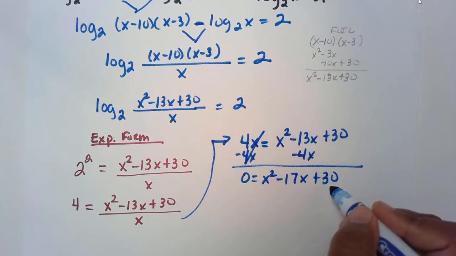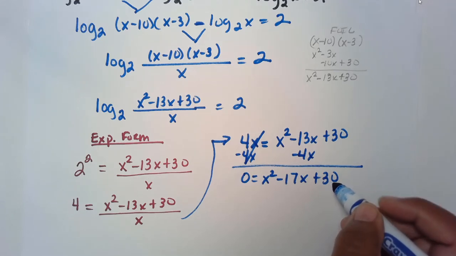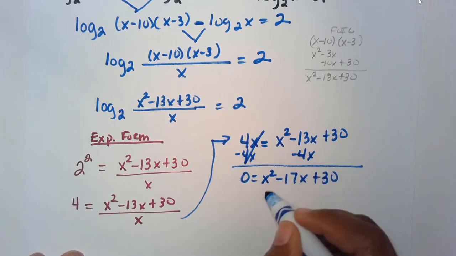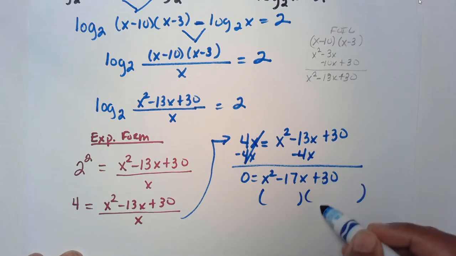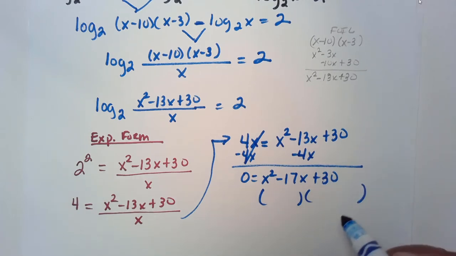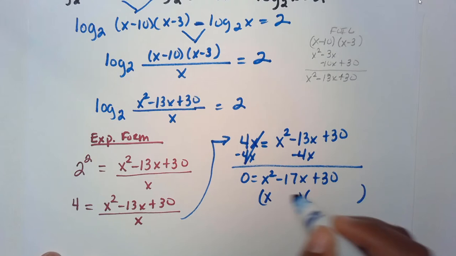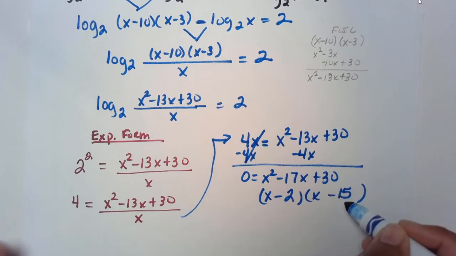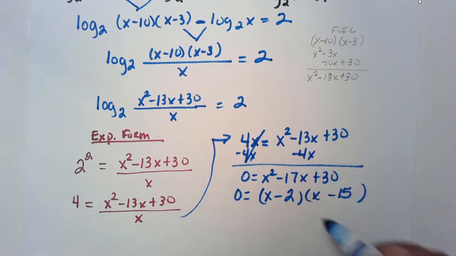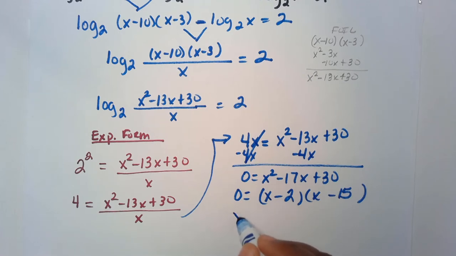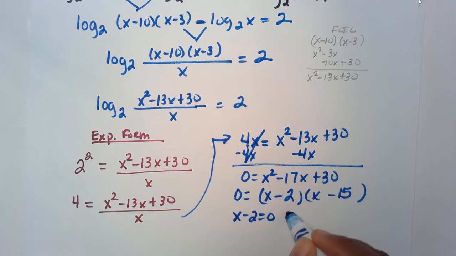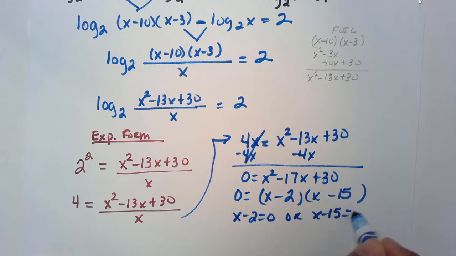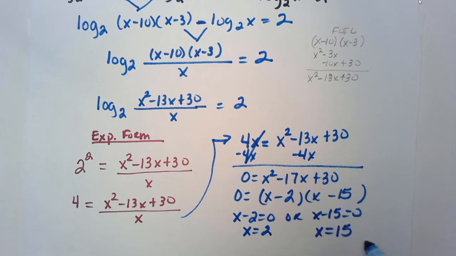And then either you can use the quadratic formula or you can try to factor. And I would try to factor first. Well, the factors of 30, positive 30, that when you add those factors, it gives you negative 17. And that will be (x minus 2)(x minus 15). Set each of those factors equal to 0 and solve. So we have x is equal to 2, x is equal to 15.